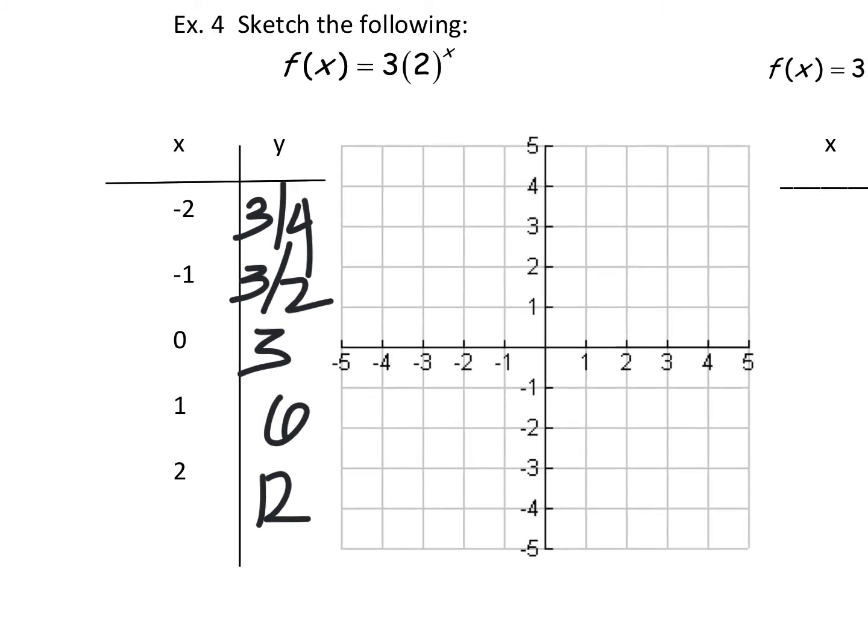Okay, so -2 to the 3/4, -1 to the 1.5, 0, 3, 1, 6, see we're off the graph, and then 2's way up there at 12. It's okay. So I got this exponential behavior, and I think we still will have a horizontal asymptote at 0.